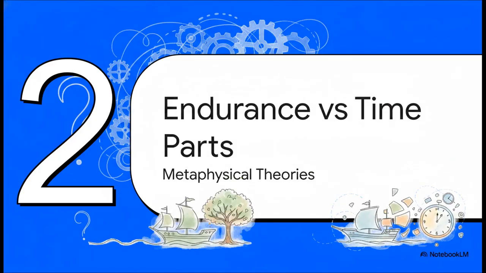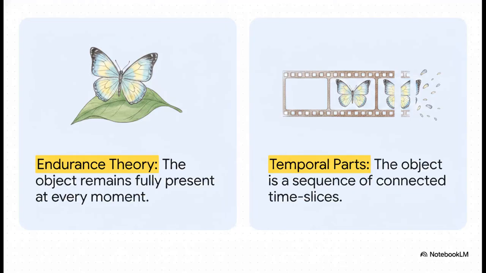Moving right along, section 2, endurance versus temporal parts, two competing metaphysical theories. Now, philosophers couldn't just leave this paradox unsolved, right? So they developed two competing metaphysical theories to try and explain how objects actually survive change. On one side, we've got endurance theory. This is basically our intuitive, everyday view of the world. It argues that an object remains fully and completely present at every single moment of its existence. The whole table or the whole butterfly is entirely there at any given second.